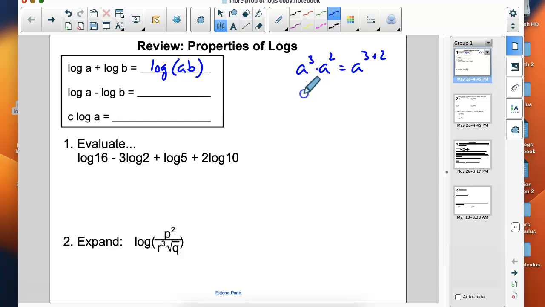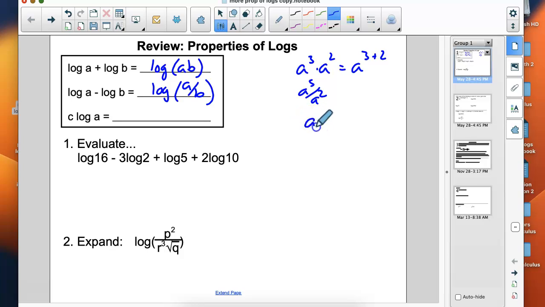So when we took like a to the fifth over a to the second, when the two things were divided, like a divided by b, we subtracted the exponents. That's what this is saying. We're subtracting the log of a minus the log of b. And since logs are really exponents, it's really just saying we're subtracting the exponents.